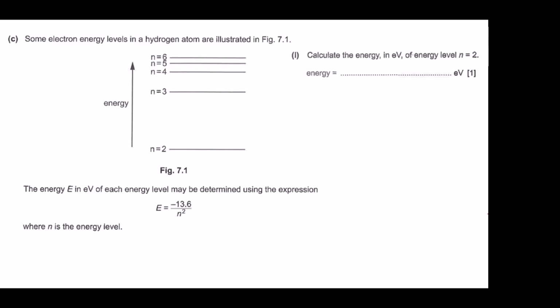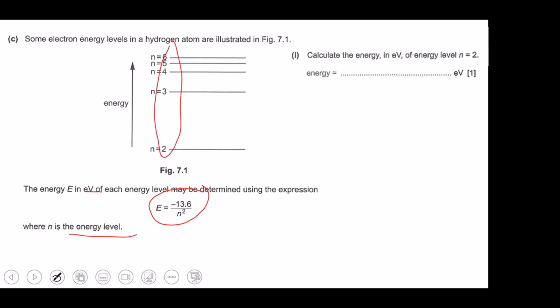Hydrogen atom, part C. So I have an electron energy level diagram for the hydrogen atom. There are different levels, n=2, n=3, n=4, n=5, and n=6. There's an energy in eV. Take note of this, this is electron volt. So n is called the energy level corresponding to here. As n increases, E will change according to this formula.